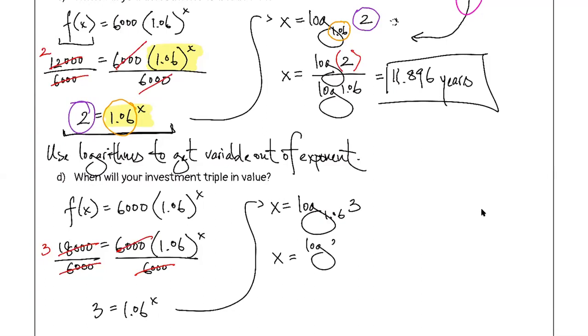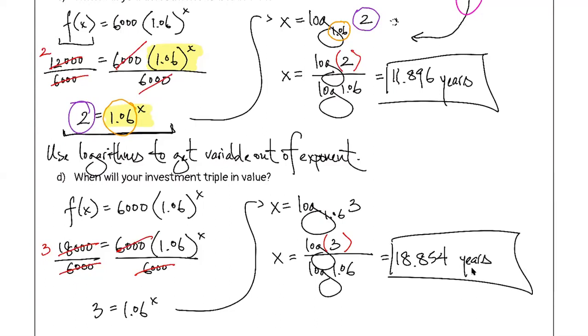So when we're writing those, please make sure to include this step, and then we can write it as log 3 divided by log 1.06. And don't forget your calculator opens up that parentheses. And so even though you didn't do it, you have to close it. And we should be getting that our money is going to triple in about 18.854 years.